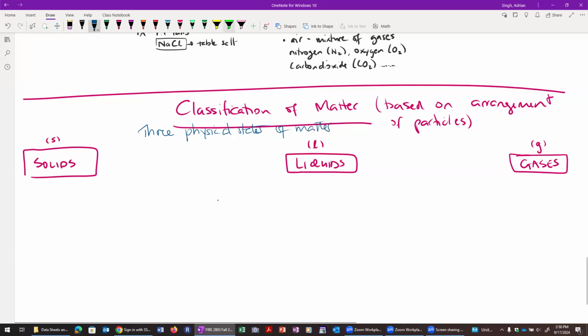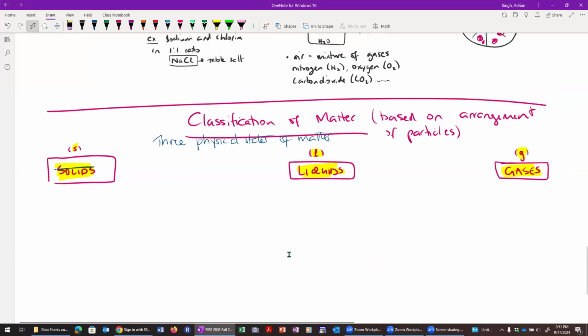And that includes the solid state, which we abbreviate as just a lowercase s, liquids, lowercase l, and then we have gases with a lowercase g. We're going to take a look at some of the differences between these three classifications of matter and what makes them different, obviously, but then some other characteristics as well.